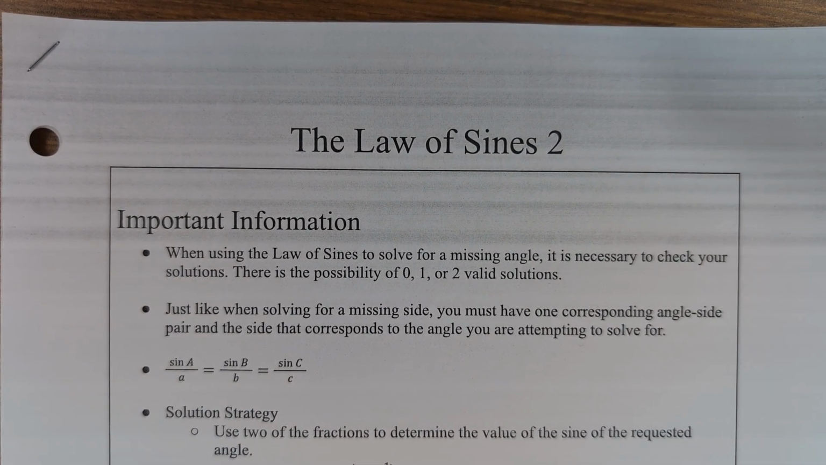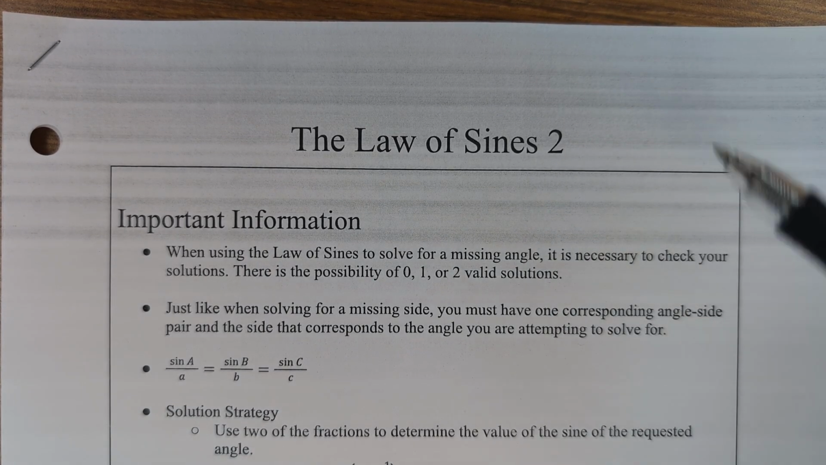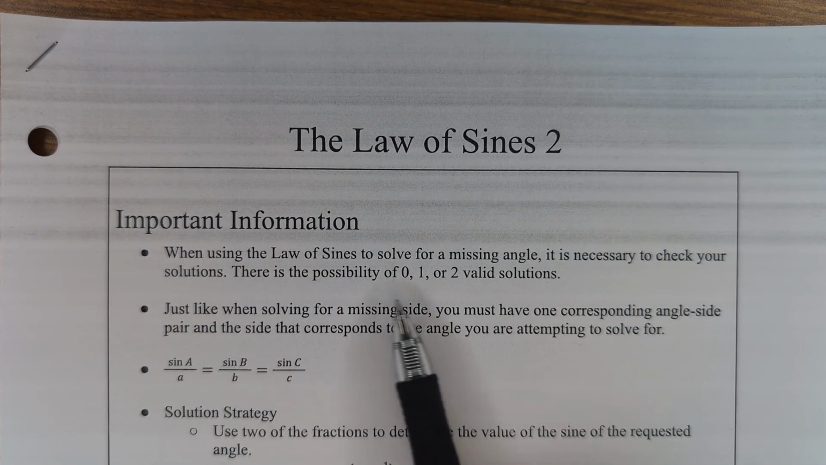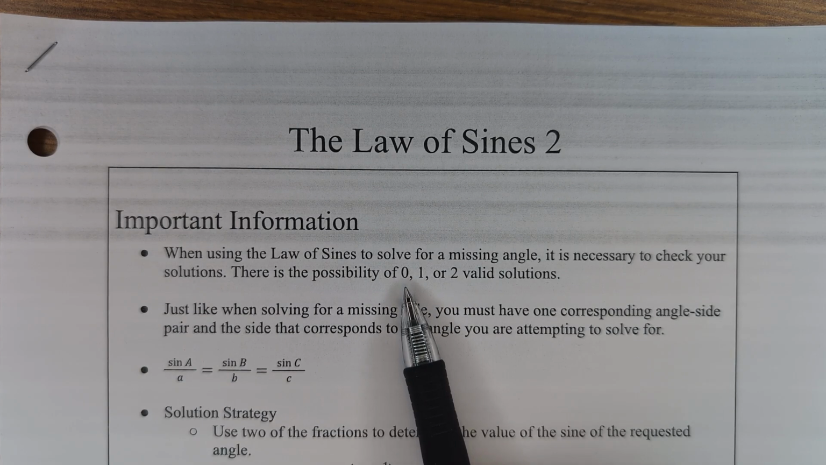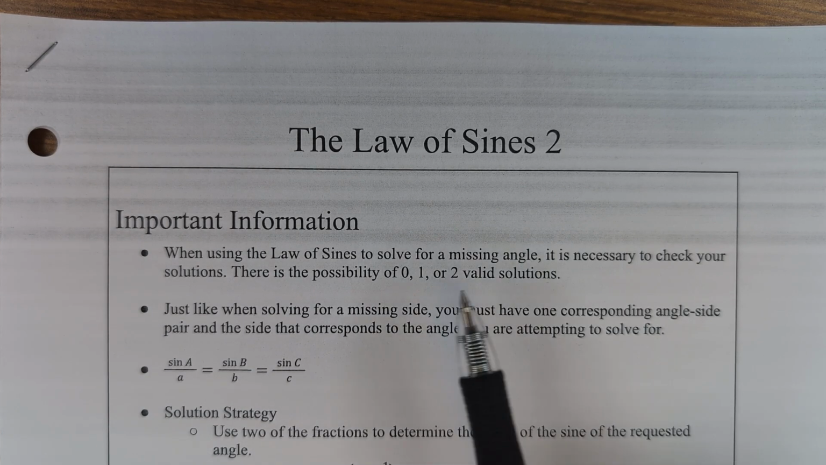We have the second part for law of sines. In this case, we'll be solving for a missing angle. When you're solving for an angle, we do need to check your solutions because it is possible that we don't actually form a triangle. There's one triangle, or there's actually two triangles, that could be formed with the angle we know and the sides that we know.